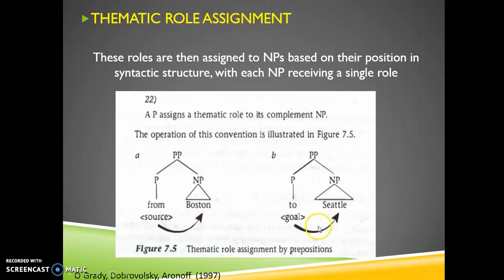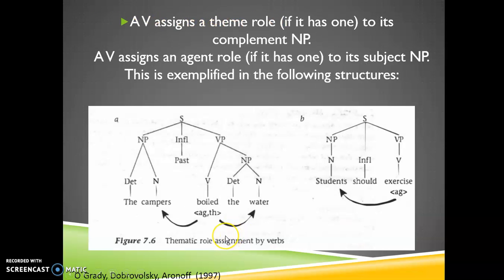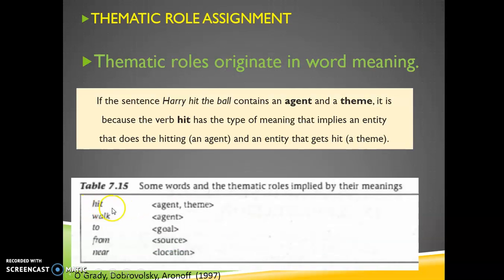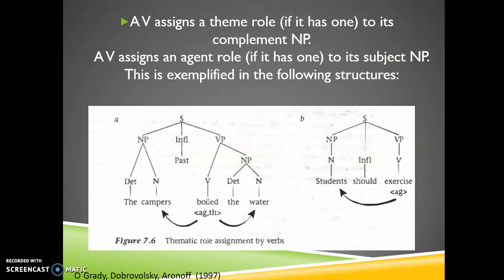So, to go, okay? If we come here, we'll see hit: agent and theme. Walk: agent. He walks to that place from Boston, near the lake. Okay, very good. And a verb assigns a theme role, if it has one, to its complement noun phrase. So, the campers boiled the water. The verb boiled has agent, the campers, and theme, the water.